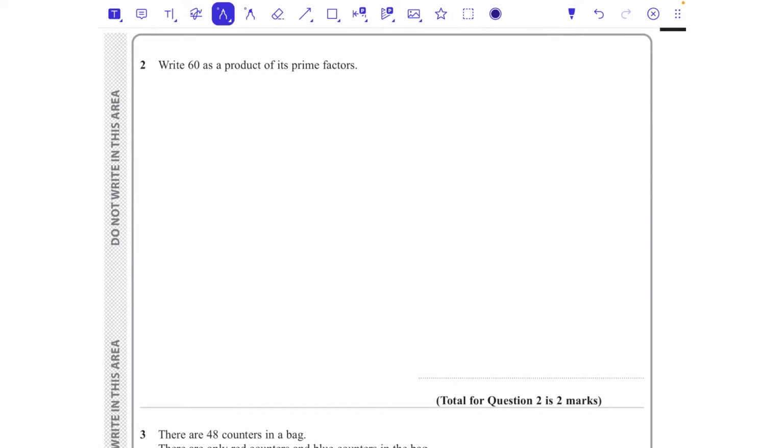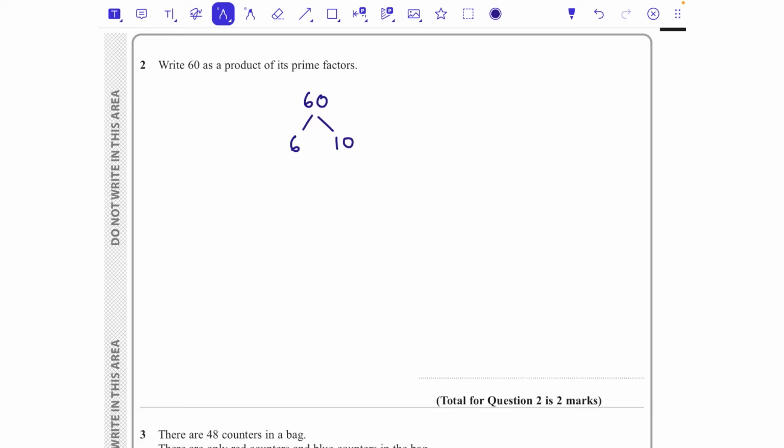Write 60 as the product of its prime factors. So we're going to start with 60 at the top. Two numbers that multiply together to give 60. Now you can choose whatever you like. It's not going to affect your answer. It's going to be the same no matter what. I'm just going to go for 6 and 10.